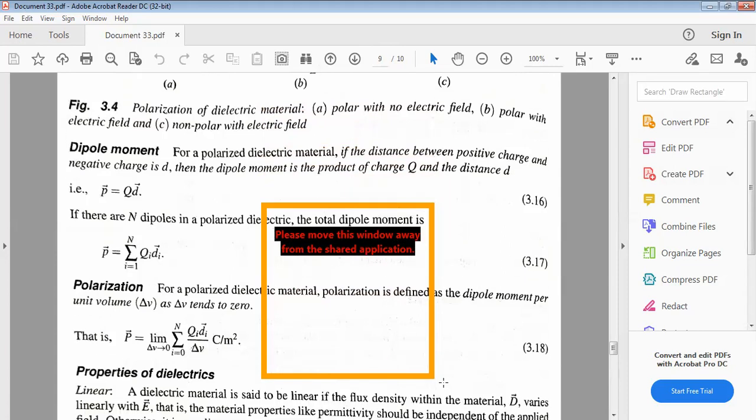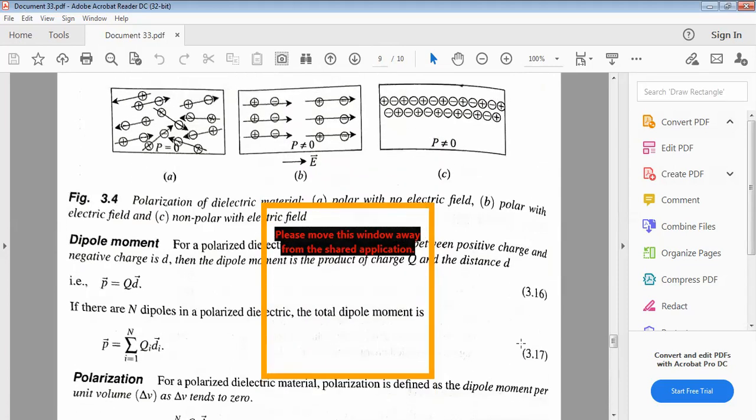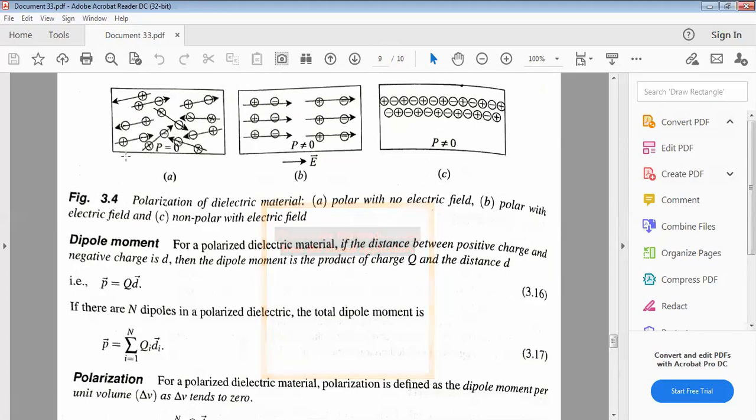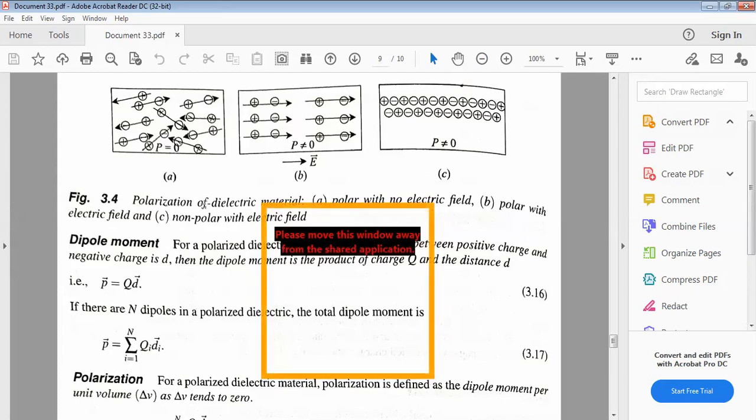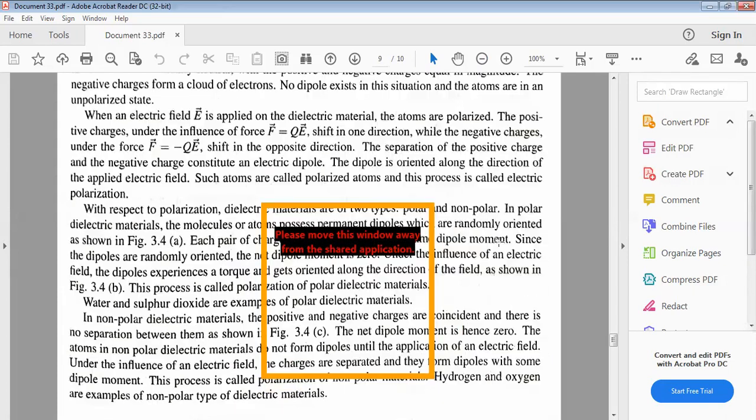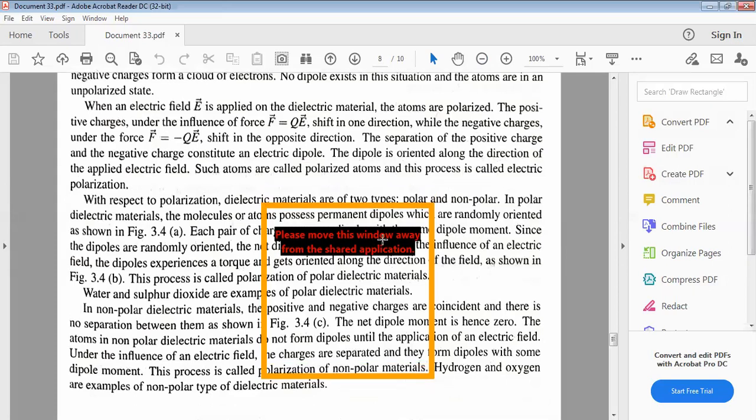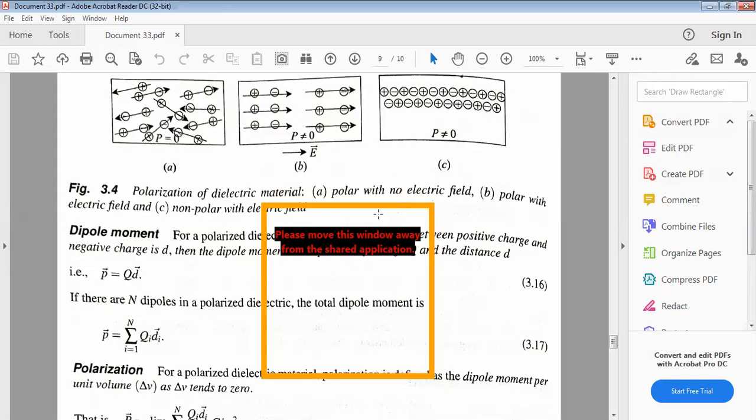See here, this is very important. This is a figure of polarization in dielectric materials. Polar with no electric field is randomly oriented. Polar with application of the electric field is oriented in one direction. Non-polar with electric field: hydrogen and oxygen are the examples. Polar type: water and sulfur dioxide are the examples. Remember these examples.